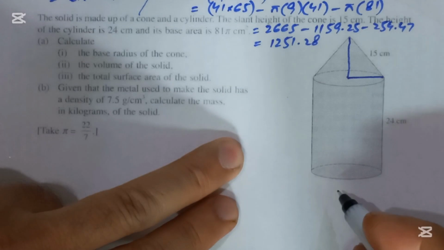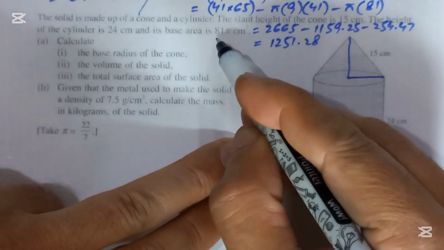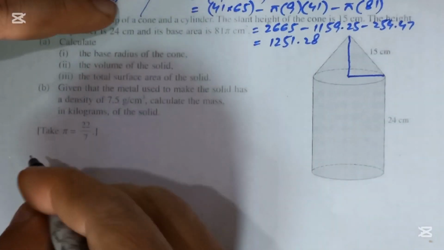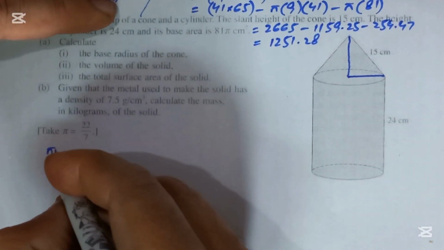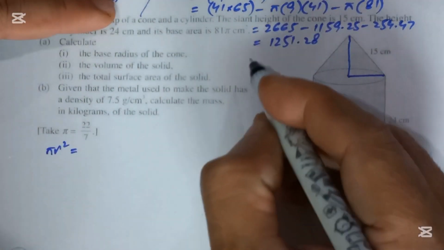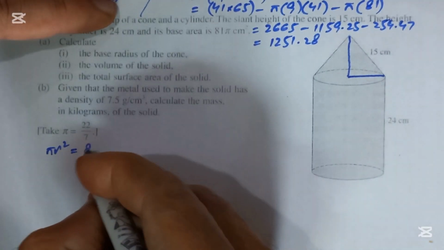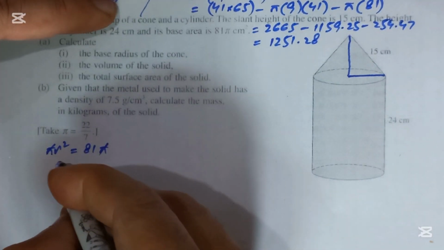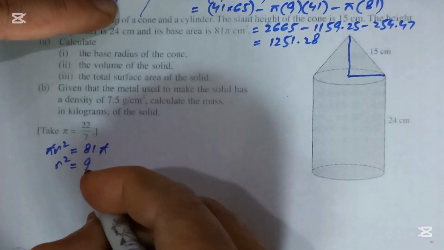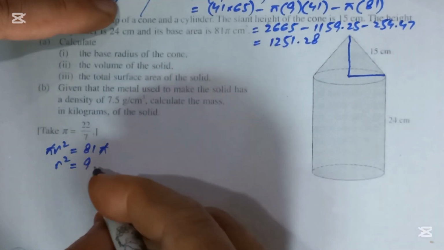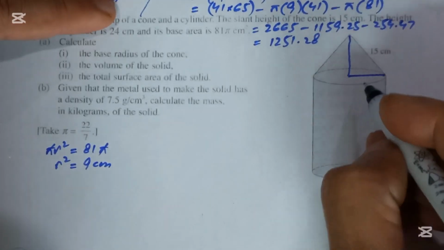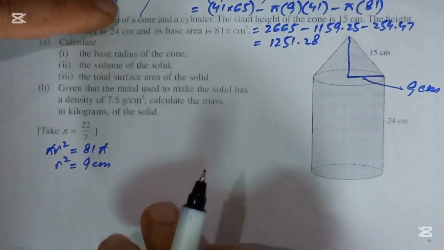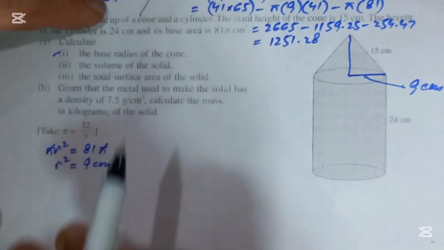Base radius. Okay, here the base area of the cylinder is given. That is pi r square is equal to 81 pi. Pi will be cancelled on both sides. Take the square root on both sides. This will be 9. Unit will be centimeter. So this is 9. Okay, first part is done.